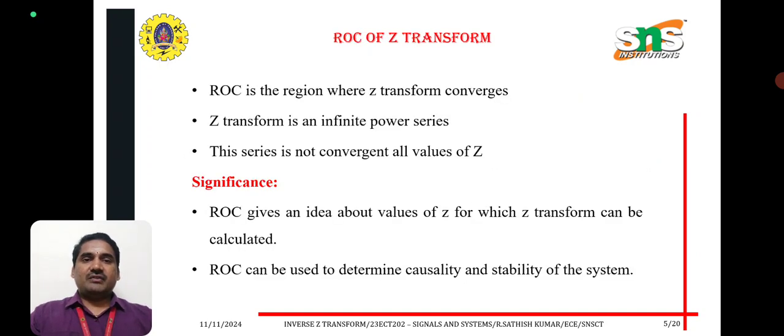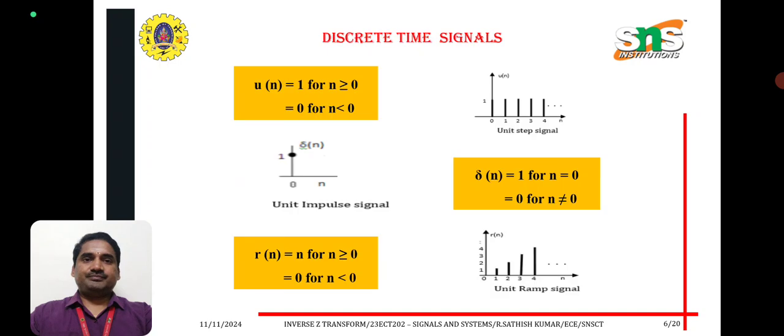ROC, region of convergence, is the region where the Z transform converges. Z transform is an infinite power series. It does not converge for all the values of z. The significance of ROC is that it gives an idea about the values of z for which the Z transform can be calculated. ROC can be used to determine causality and stability of the system.